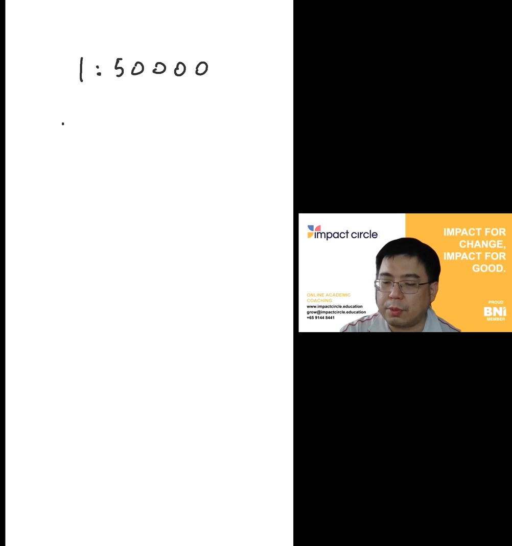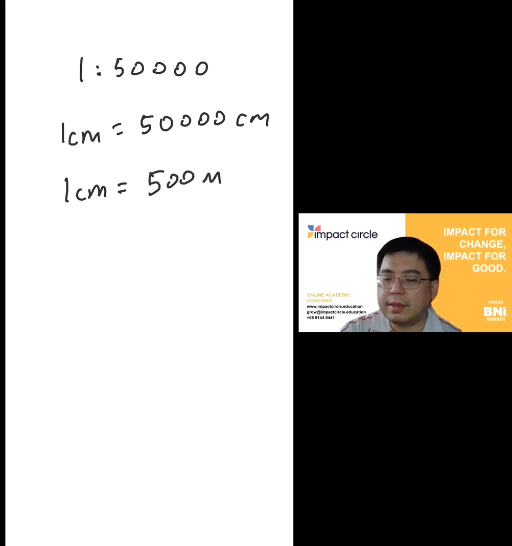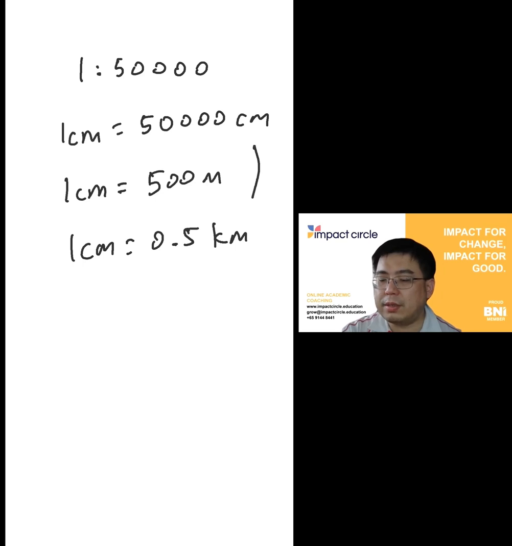So first, we put 1 cm represents 50,000 cm. Then 1 cm represents 500 meters. And then 1 cm represents 0.5 kilometers. If you can jump straight from here to here, then go ahead. It's not a problem, right? But don't make any mistakes.